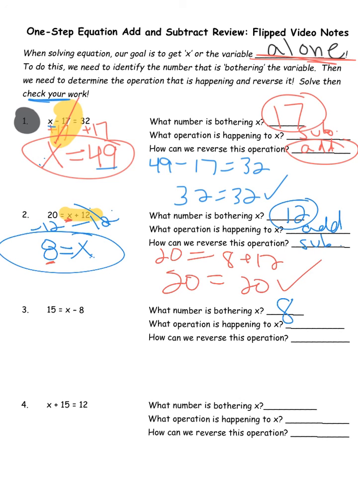And what operation is happening to x? It's a subtraction problem. It says x minus 8, so that's a subtraction. How do we reverse the subtraction? We would add. Okay, so what we're going to do is add 8 over here, and then add 8 over here.